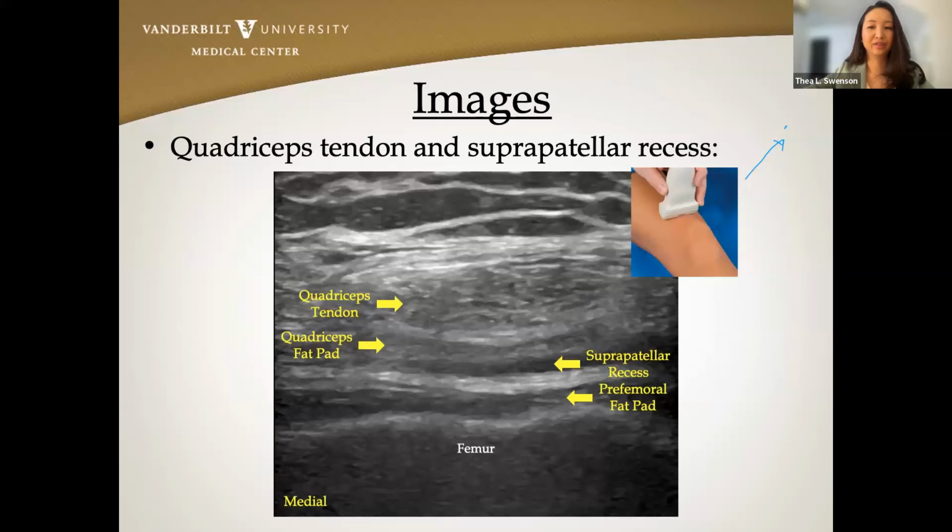This is a transverse view of the suprapatellar recess. Once again, it shows that there is no suprapatellar effusion. And in this axis, you can also see the quadriceps tendon in short axis.